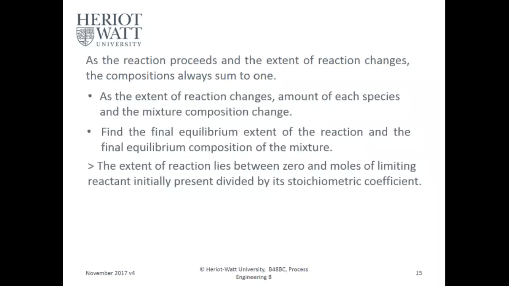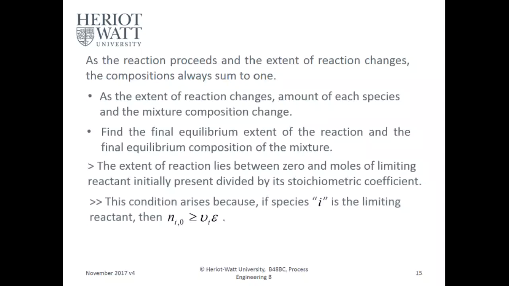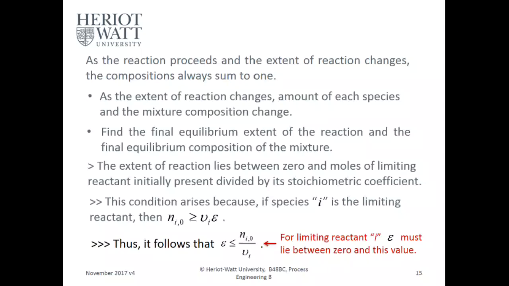of the reaction lies between 0 and the moles of limiting reactant initially present divided by the stoichiometric coefficient. So there's usually a limiting reaction, and that's usually the slowest reaction. Actually, it's always the slowest reaction. And this condition arises because if species i is the limiting reactant, then Ni0 is larger or equal to Vi epsilon. Hence, it follows that epsilon is smaller or equal to Ni over Vi.